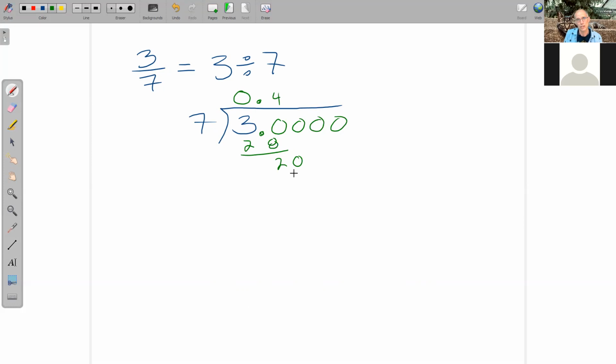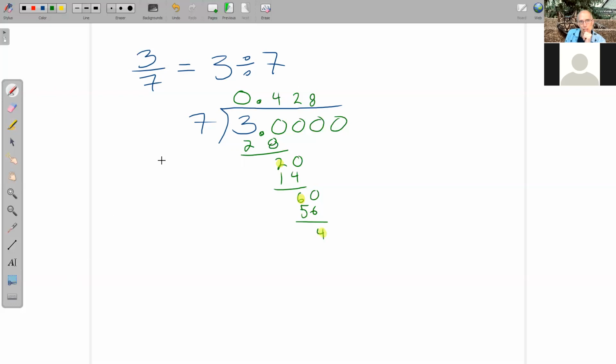7 goes into 20 twice. 2 times 7 is 14. Please, somebody make a note if I screw anything up here. 20 minus 14 on a good day is 6. Bring down the 0. 7 goes into 60 8 times? 8 times 7 is 56. I think that's as close as we can get. Subtract, and I get a 4. So far, what have I seen for remainders? I've had a 2 as a remainder. I've got a 6 as a remainder. Now I have a 4 as a remainder.